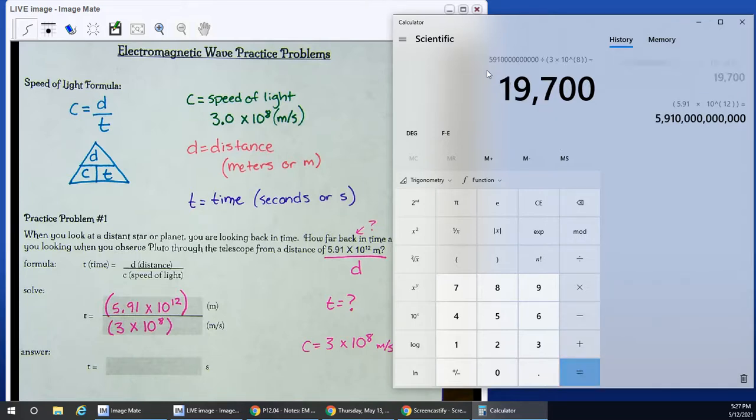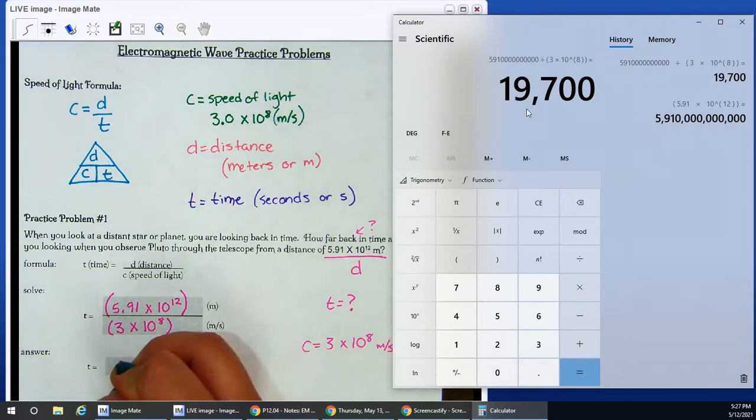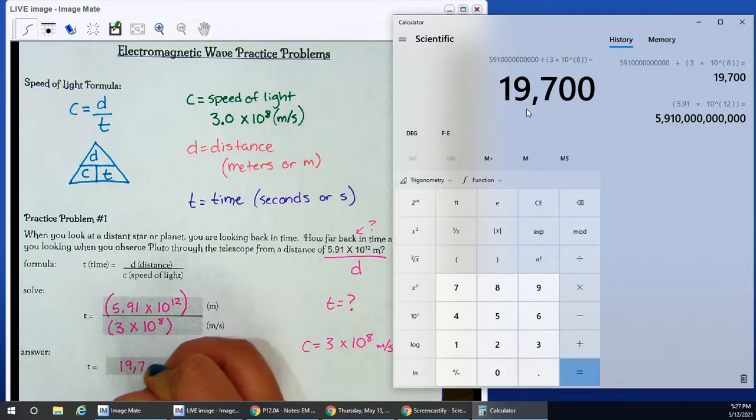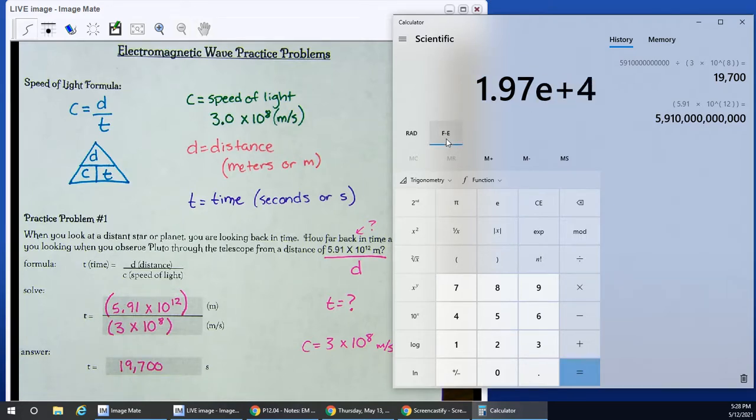If I hit equals, that gives me my actual answer. So I'm going to write 19700. If I want my answer in scientific notation, all you have to do is hit FE. You're going to hit FE, and that's going to give you 1.97. That E stands for 10, so 1.97 times 10 to the 4th power. So my answer underneath that, I'm going to write 1.97 times 10 to the 4th power. And that's going to help you with today's assignment because your answers in today's assignment are in exponents.